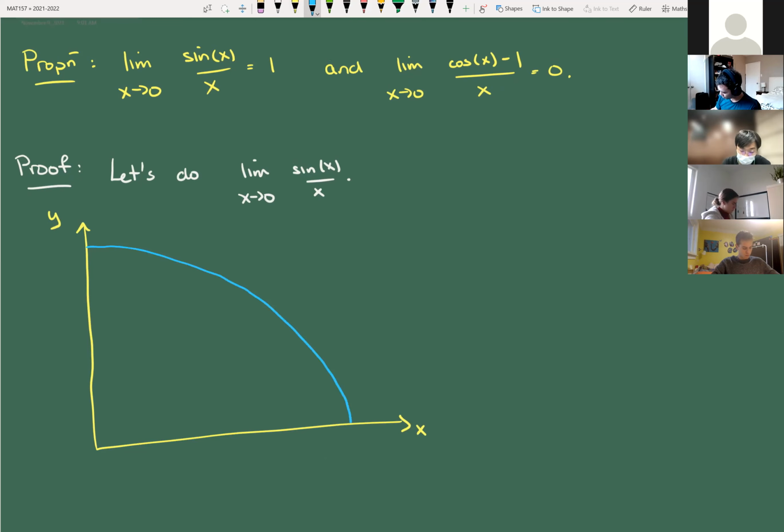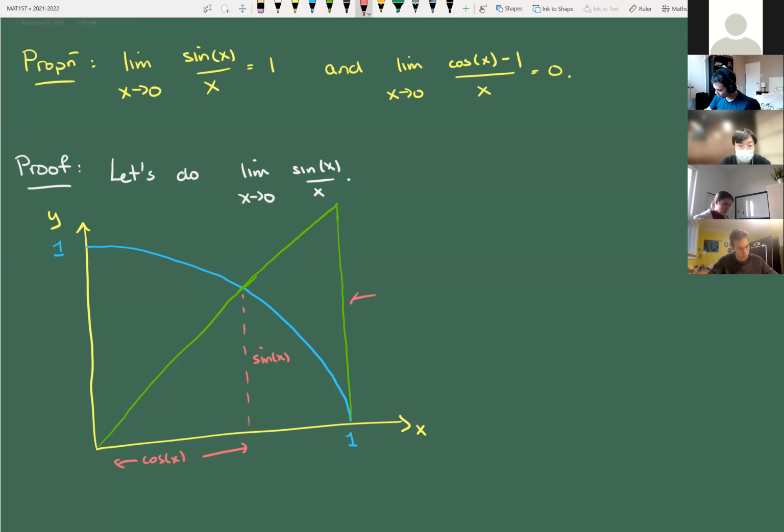Okay, here's the unit circle, right? So 1, 1. I'm going to draw this triangle here. Oh, my drawing skills, so bad. Okay, there we go. And maybe we'll use red here. All right, so we know that this height here is sine x, right? And we know that this is cos x, like that.